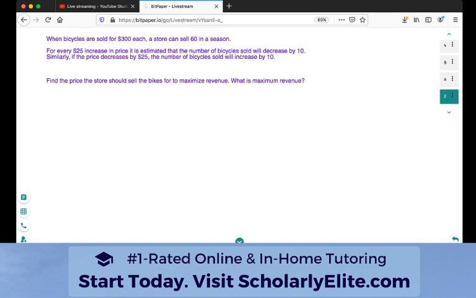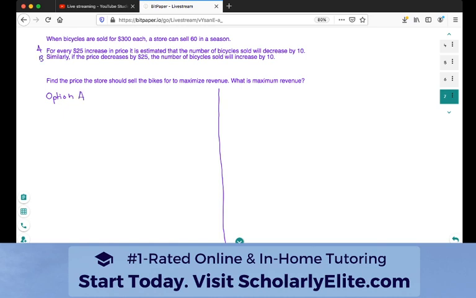When bicycles are sold for $300 each, a store can sell 60 a season. For every $25 increase in the price, it is estimated that the number of bicycles sold will decrease by 10. Similarly, if the price decreases by $25, the number of bicycles sold will increase by 10. So unlike the last question, we actually have two options going on here. So we're going to split this up and talk about each option separately. So this is option A and this is option B.